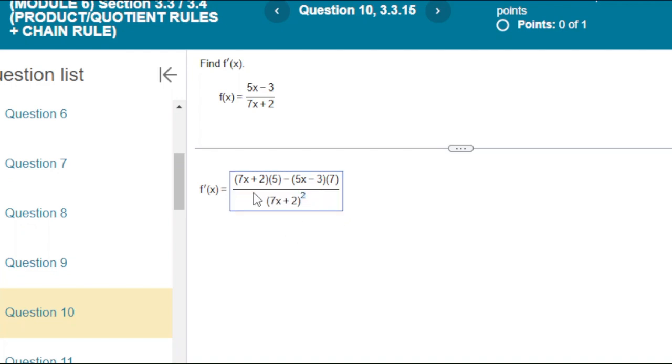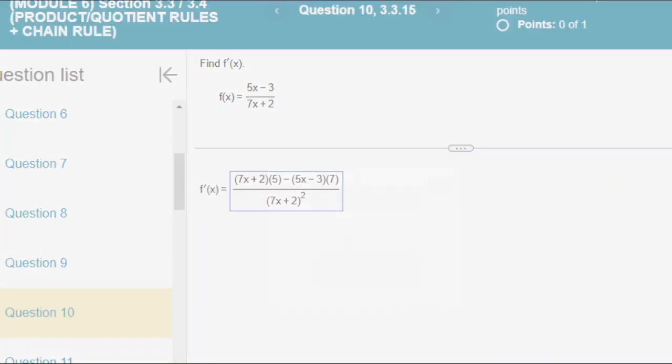Okay, now I could simplify this. In other words, I could distribute the 5 here and write this as 35x plus 10. And then minus, and I could distribute things here. We have 35x and we have a minus 21, and it's subtracting. So you could simplify that down. You could also simplify the bottom, but to do that you'd have to write it as 7x plus 2 times 7x plus 2 and FOIL it out. But let's just leave our answer like this.